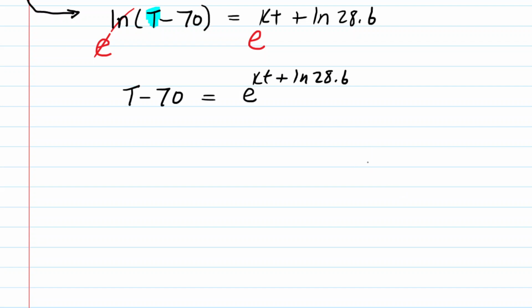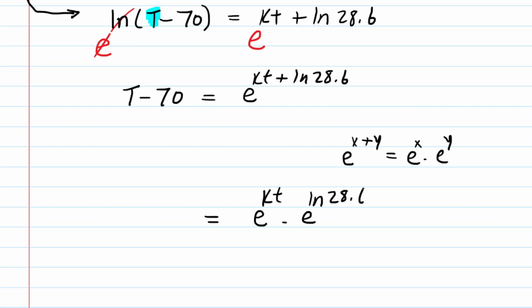We'll take a brief aside. Recall that when you have, let's say, e to the x plus y, you can rewrite that as e to the x multiplied by e to the y. So using that property of exponents, we can rewrite the right-hand side as e to the kt multiplied by e to the natural log of 28.6. Now that's pretty nifty because once again we have an e and a natural log as inverse functions.